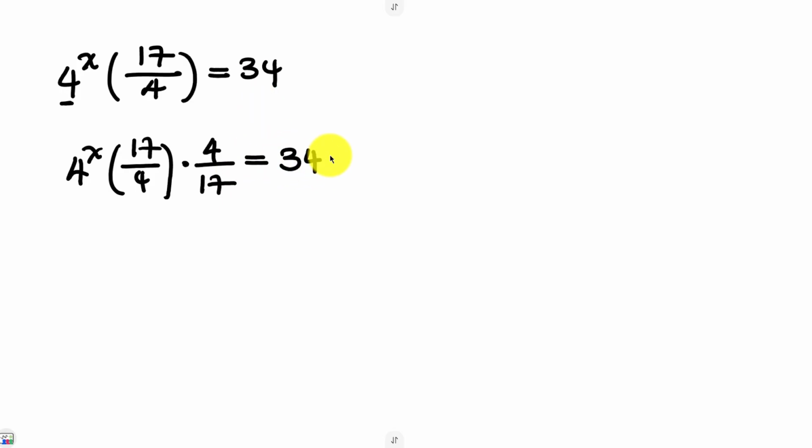We do the same to the right hand side. Multiply by 4 all over 17. Very good. In order to balance the scale. Now see what will happen. This 4 cancels out this 4. 17 cancels out this 17. So we have 4 to the power of x to be equal to, now what we have here, 17 here, 1. 34 divided by 17 is 2. And then 2 times 8, 2 times 4 is 8. Very good. So now let's simplify further.